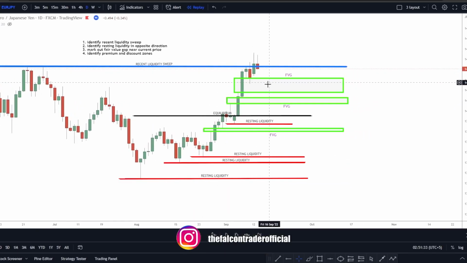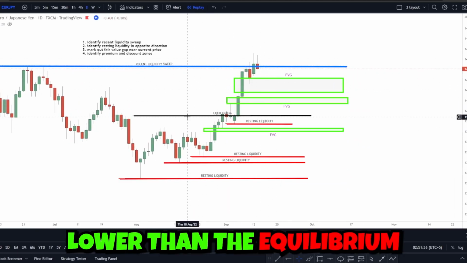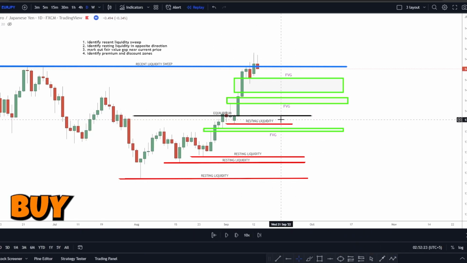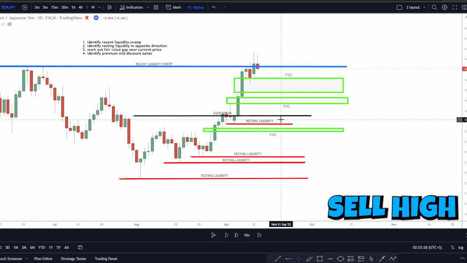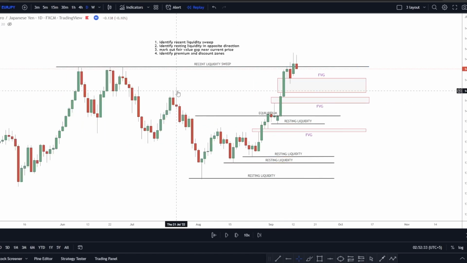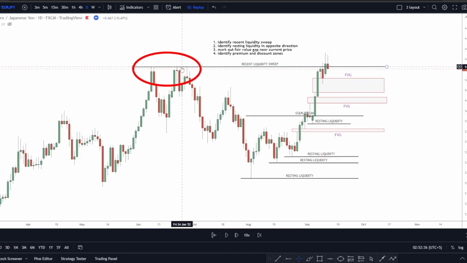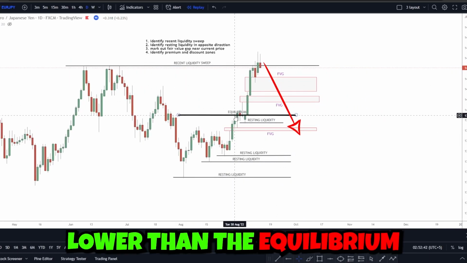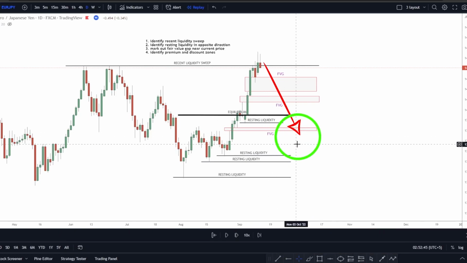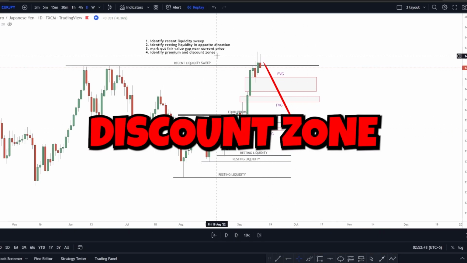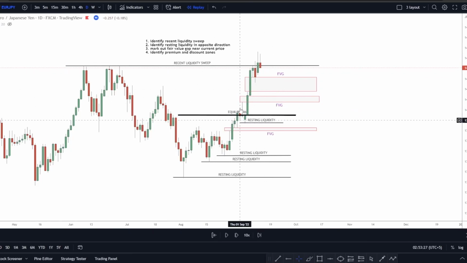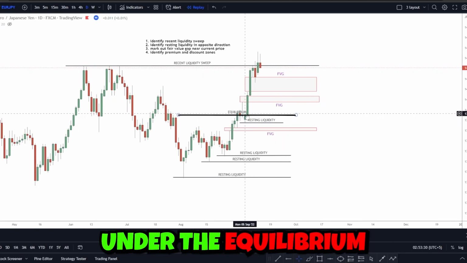Now what is a premium zone and what is a discount zone? Let's just say that when the market makes a movement and it comes lower than the equilibrium, that is our discounted zone. If you want to buy, you always need to buy low. And if you want to sell, you always need to sell high. So if you're gonna take the buy, as the market has liquidated the recent highs and we're gonna expect some sellers to come, we need the market to come lower than our equilibrium, because that will be the price which we can consider our discount zone. And all the levels above the equilibrium are premium levels. So we will only look for the buy if the market drops under the equilibrium.